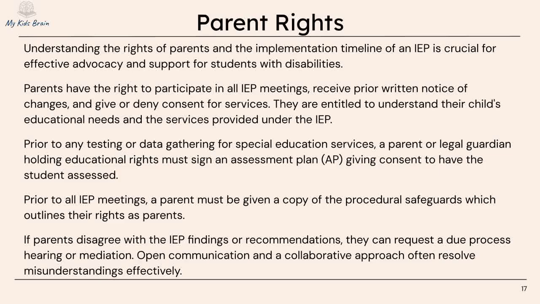The last and the most important area we are going to discuss is parent rights. It is imperative that a parent or legal guardian know their rights. As previously mentioned in this course, a parent has the right to request that their child be assessed for special education services under an IEP. Before any testing can occur for a student, the parent or guardian with educational rights must first sign an assessment plan providing consent. Without consent, the school cannot assess the student. Therefore, a parent can decline an evaluation if they deem necessary, although not recommended.